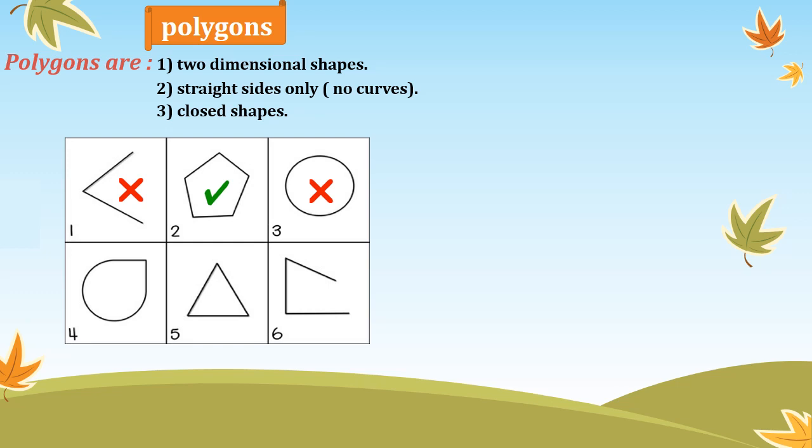Number 5, yeah, it's a polygon. It's a 2D shape, with straight sides, and closed. Number 6, it's not a polygon because it's an open shape.